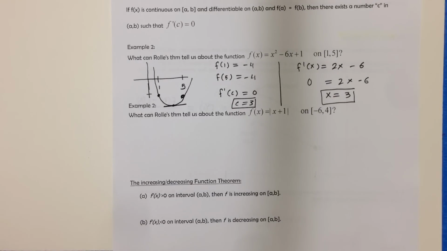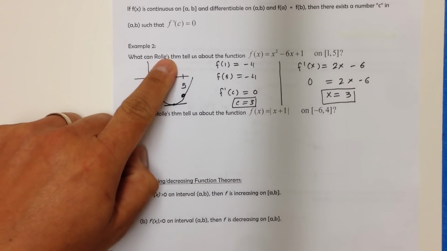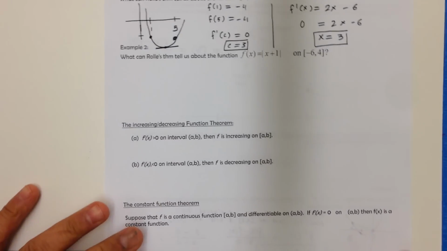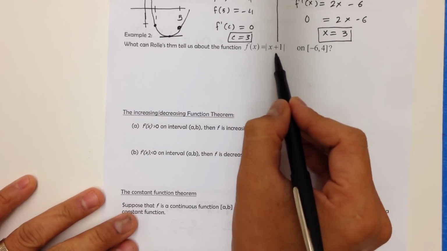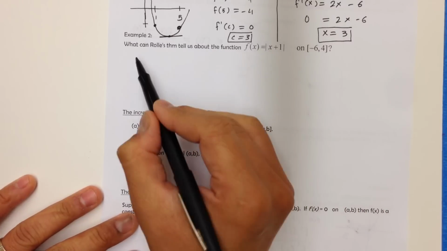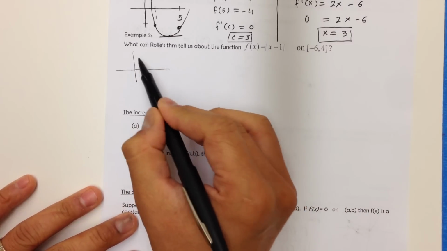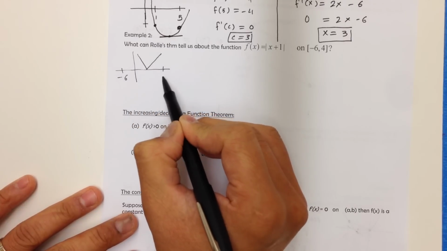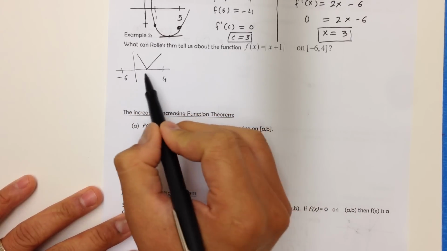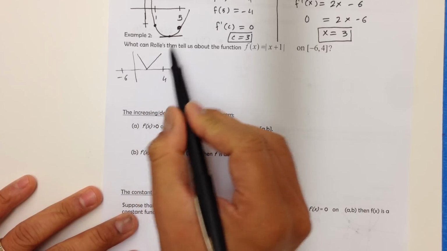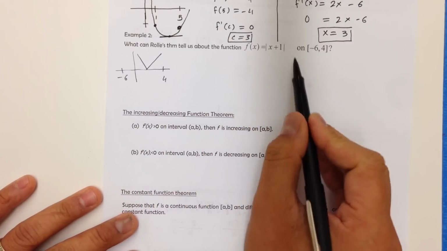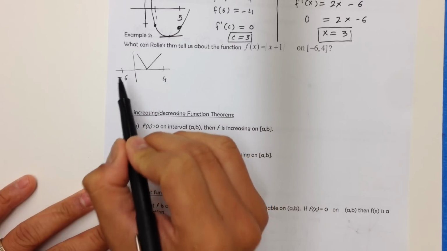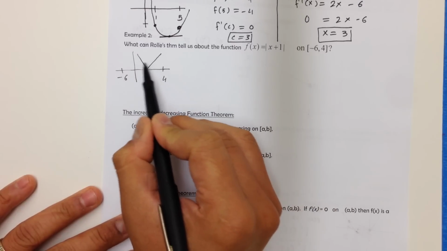All right. Remember, you can only quote Rolle's theorem if you know the function is continuous and differentiable on the specific interval. Taking a look at this function, notice that this function is an absolute value function. It looks like this. And by just analyzing the function, I can already tell you that the function is continuous but not differentiable from -6 to 4. So Rolle's theorem cannot tell us anything about this function. Rolle's theorem doesn't apply because the function is not differentiable at every point from -6 to 4. This is the point where it failed.